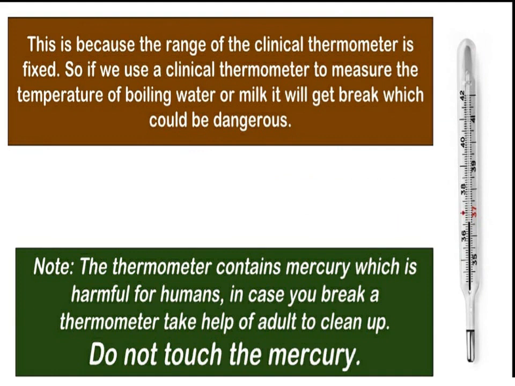This is because the range of clinical thermometer is fixed. So if we use a clinical thermometer to measure the temperature of boiling water or milk, it will break, which could be dangerous. As you can see in the figure, there is a fixed range of clinical thermometer starting from 35 ending at 42. Okay, and you know water boils at 100 degree. So we cannot measure temperature of boiling water or boiling milk with a clinical thermometer.